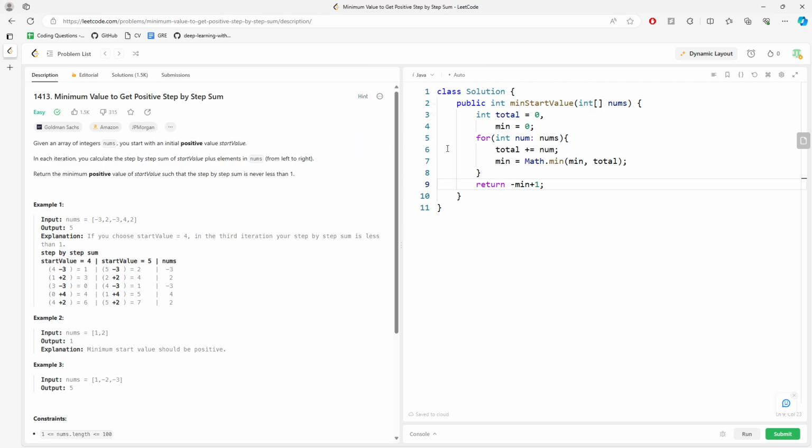If you have questions, leave a comment. Time and space are also straightforward. Time is O(n), all of them. Space is constant.